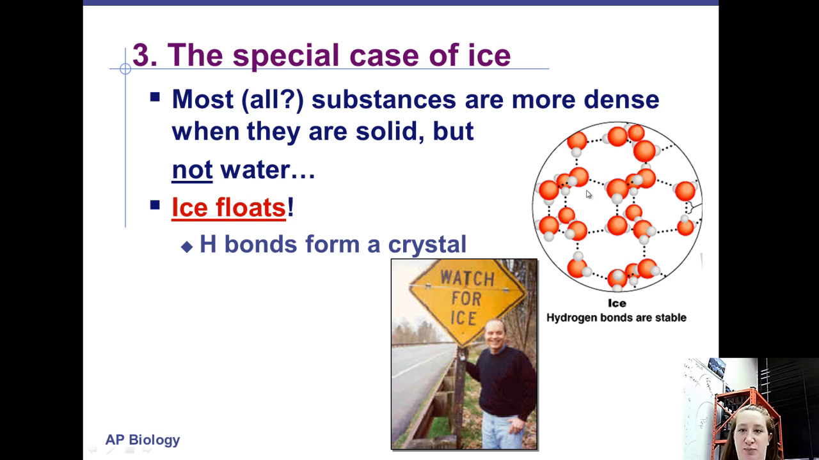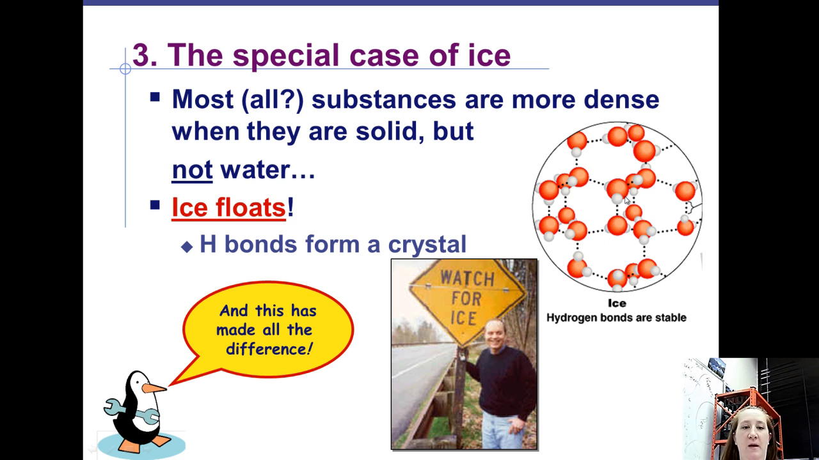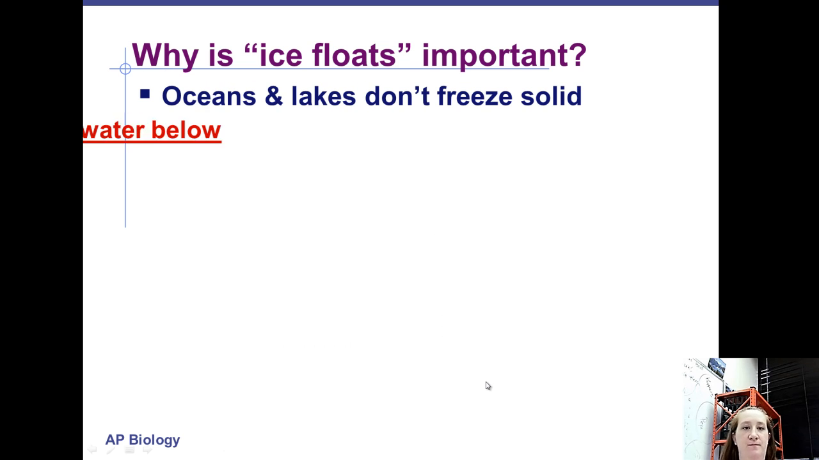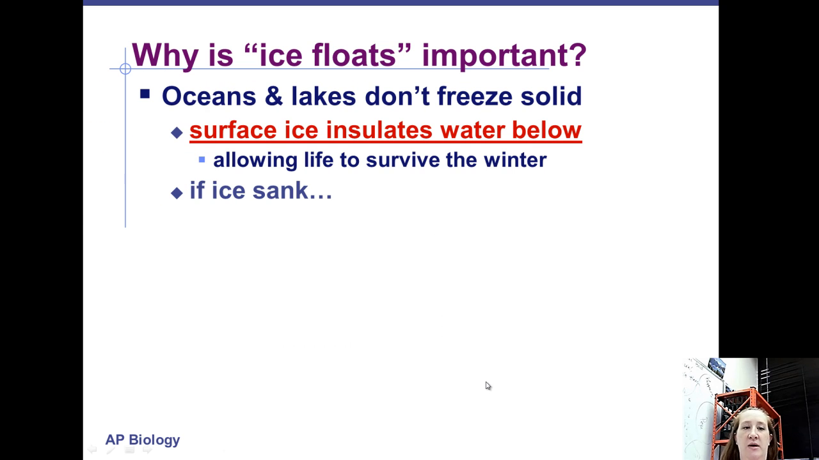So here's your really spread out ice structure. This is really important because it allows just the top layer of the water to freeze, and then life can still exist underneath it. The water doesn't get too cold because the ice is blocking it off and keeping the bottom from getting too cold. I mean, it's still cold, but it doesn't freeze all the way. And then life can still exist under there. So life can live year-round in bodies of water. So life can survive.